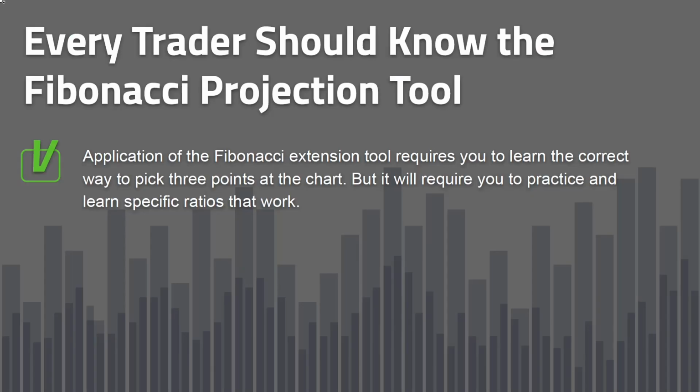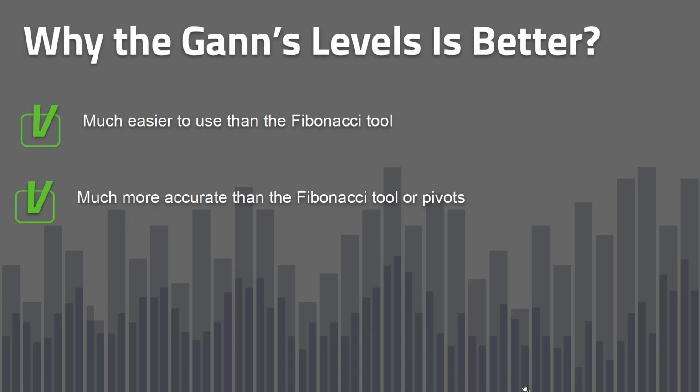Every trader knows the Fibonacci projection tool. Application of the Fibonacci extension tool requires you to learn the correct way to pick 3 points on the chart, and it requires you to practice using that indicator and learn specific ratios that work. The Gann level indicator is way better, first because it's much easier to use than the Fibonacci tool. You only need to pick one starting point, either the low made by price or the high made by price, and it's much more accurate than the Fibonacci tool or pivots.